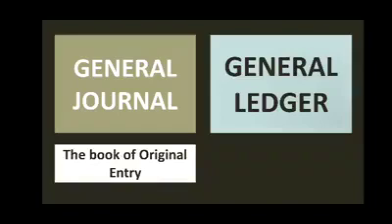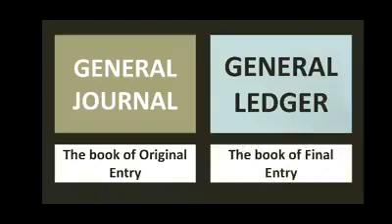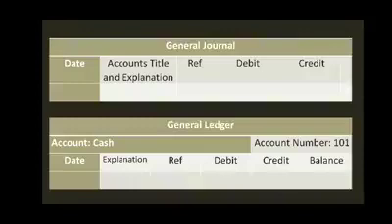I-discuss ko mamaya kung paano natin ginagawa yung general journal. And then, the general ledger, ito yung susunod na gagawin natin, which is the book of final entry. Kung lahat ng transactions na nai-record sa general journal ay i-record din natin or i-classify natin siya sa general ledger or yung tinatawag din nating T account. Okay, so ito yung example ng form ng general journal and general ledger.